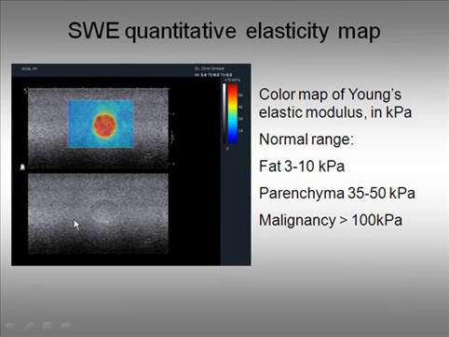Here's a phantom with a completely isoechoic mass within it. And when the elastography is activated, you can see that it shows up. This happens to be stiff. It shows up very, very clearly against the background of soft material within the phantom.